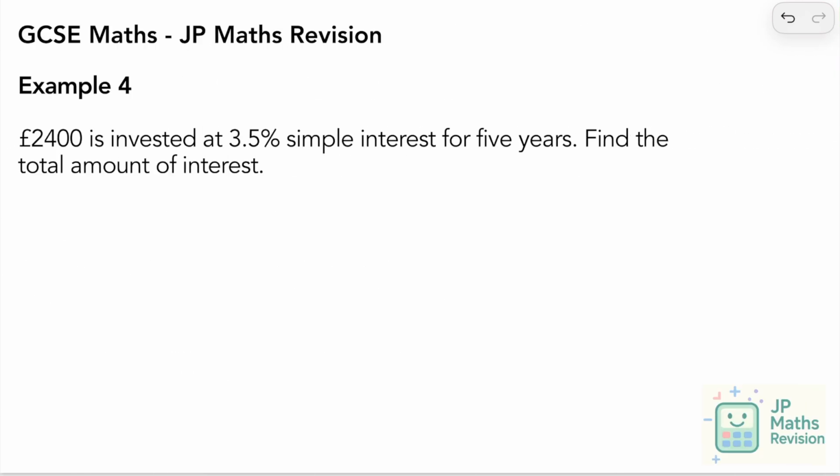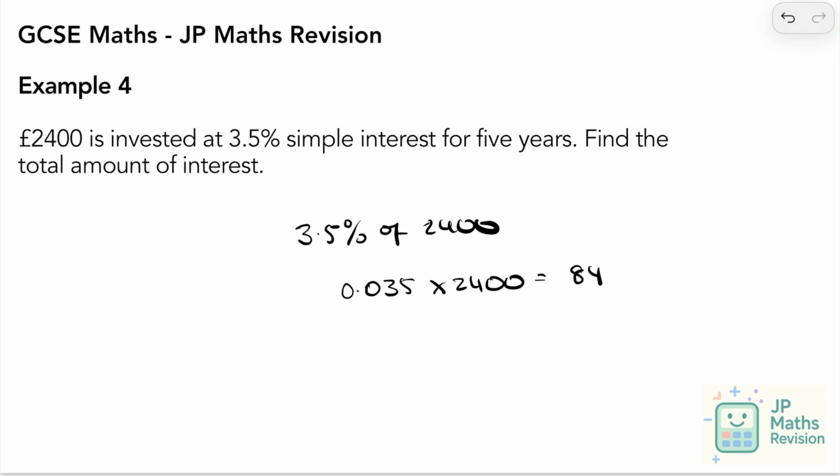This question here: £2,400 is invested at 3.5% simple interest for 5 years. Find the total amount of interest. So this time we're just looking at how much interest we have. So we start off by working out 3.5% of 2,400. To do this, I'm going to do 3.5 divided by 100 to work out the multiplier, so that's going to be 0.035. And I'm going to times that by 2,400 and that's going to give us £84.